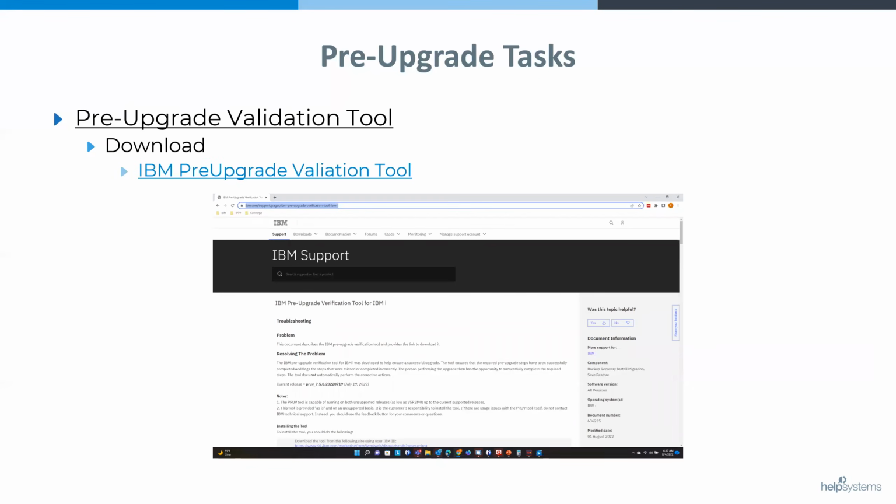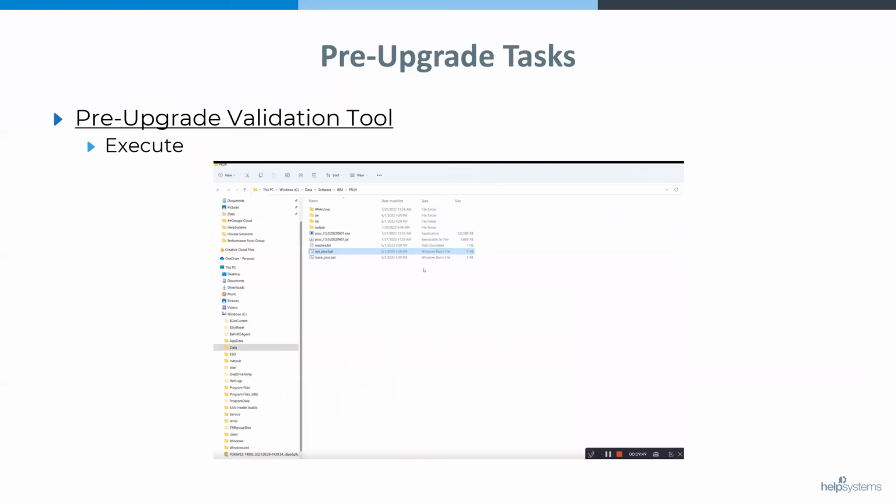So there's a place to go download it from the IBM website. That link will allow you to download the pre-upgrade verification tool. If you have an old version of it, you probably want to go get the new version of it. The older version won't support 7.5. And the new version, actually, the output has changed, so it's a bit more user-friendly.